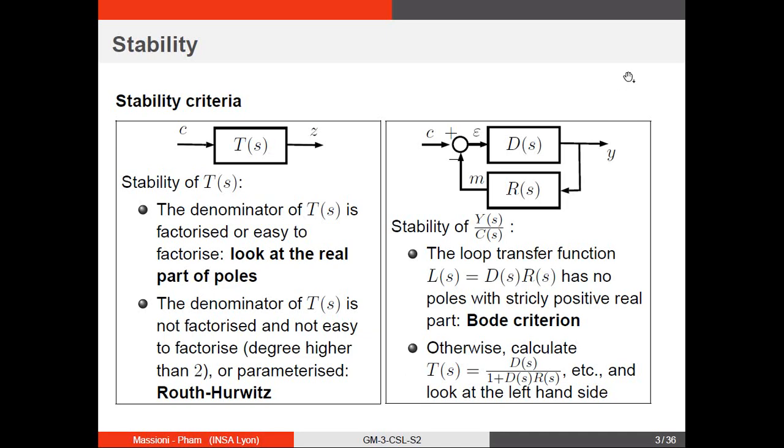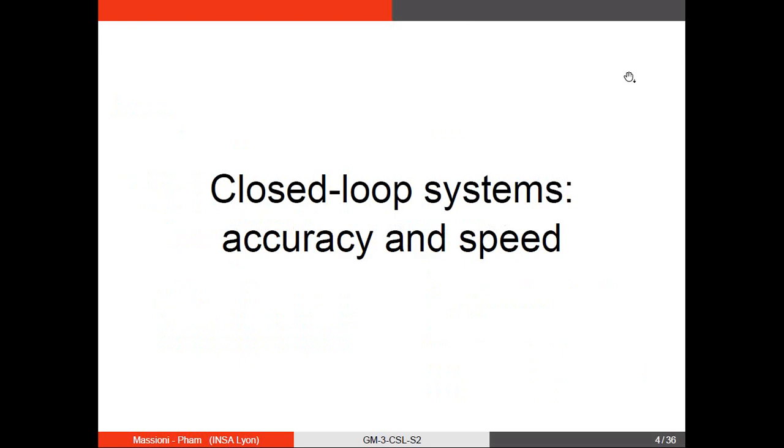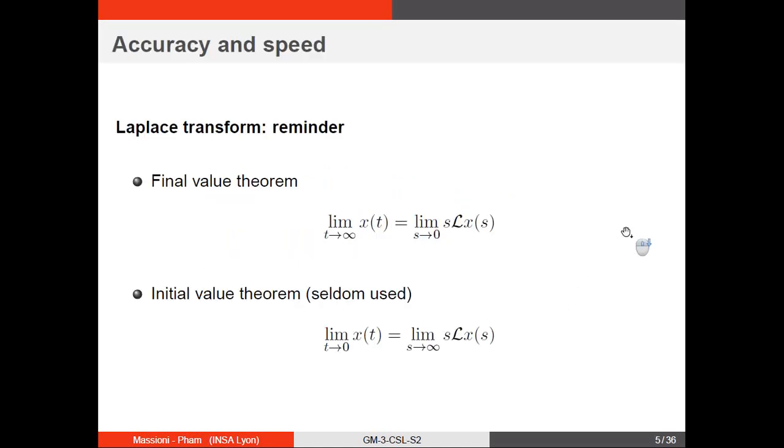Now we go to another aspect, which is something that comes after stability. Once you have assessed the stability of a transfer function or of a closed loop, you might want to assess performance, and typically performance can be divided into two categories: the accuracy and the speed.